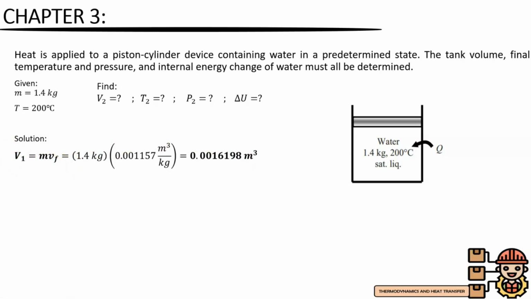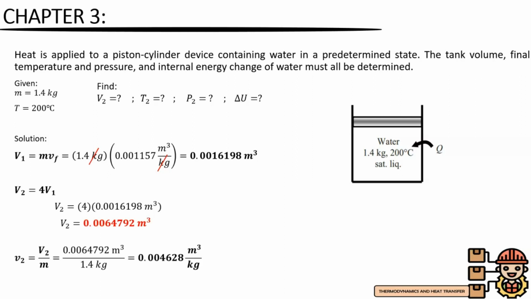So we can now solve for the final volume. And do not forget to cancel the same units. So now we have the final volume, which is V sub 2 is equal to 4 times V sub 1. So we have the value for V sub 1, which is equal to 0.001619 cubic meter. And by multiplying these two given values, we can get the value of V2, which is equal to 0.006472 cubic meter.